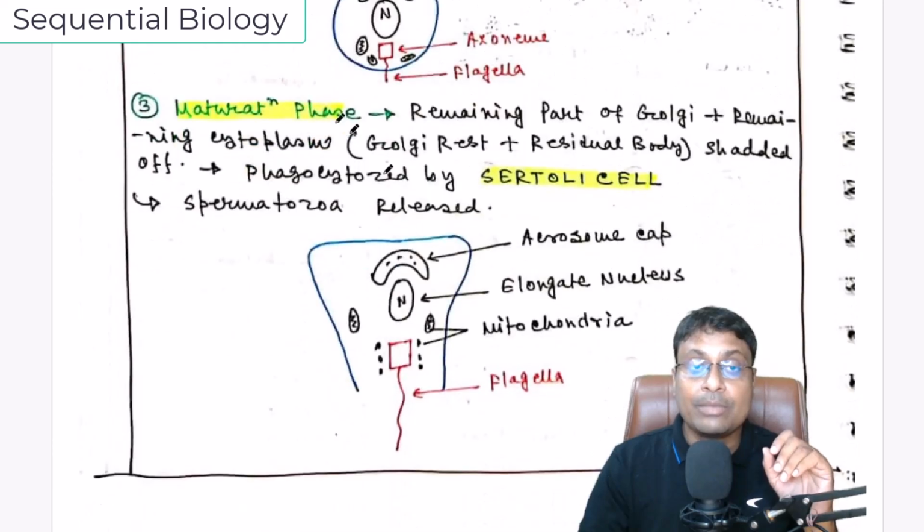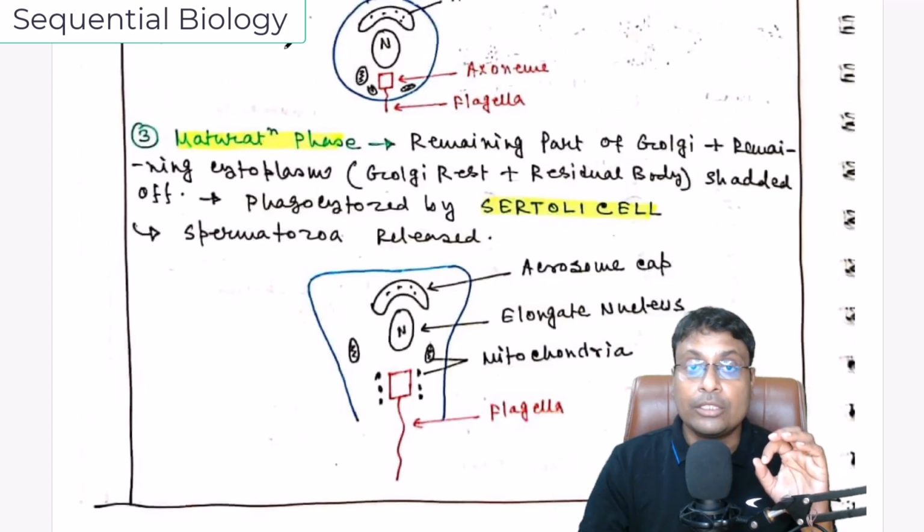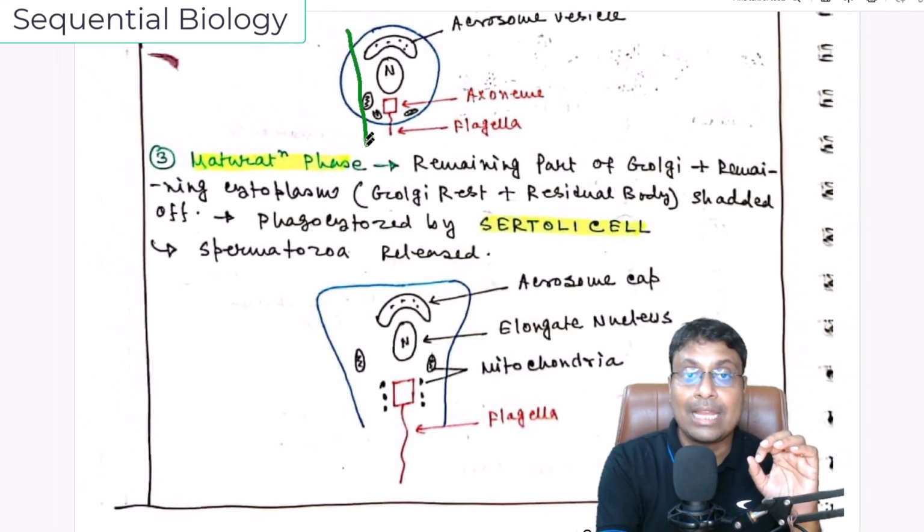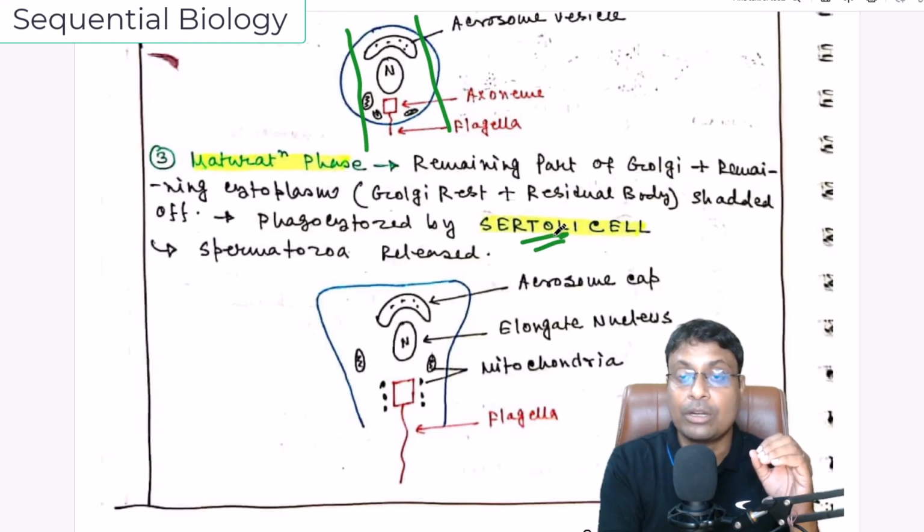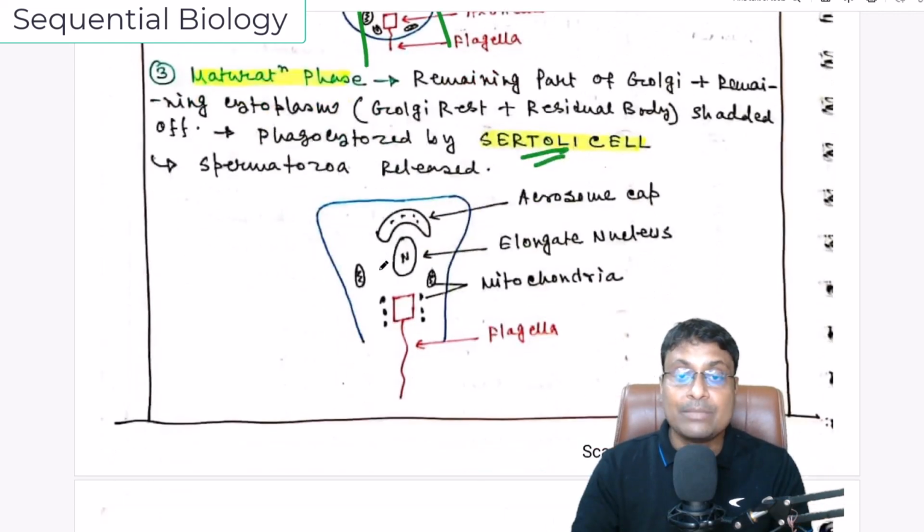The last stage of spermiogenesis is the maturation phase. The excess cytoplasm will be shed off, and the remaining part of the Golgi plus the remaining cytoplasm are shed off and phagocytosed by the Sertoli cell. This is an important function of the Sertoli cell. When the spermatid develops into the spermatozoa, its excess cytoplasm is phagocytosed by the Sertoli cell, and then the spermatozoa are released. And this is the basic structure of the spermatozoa.